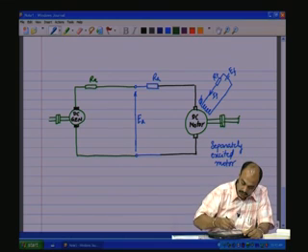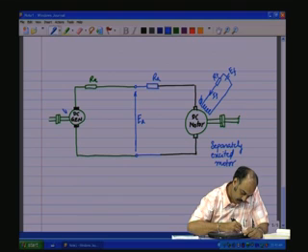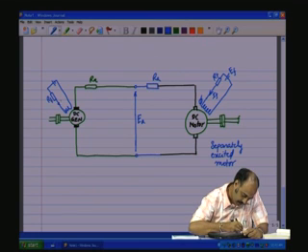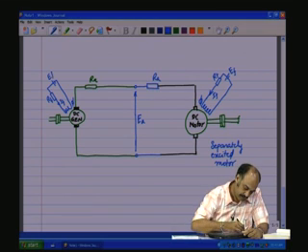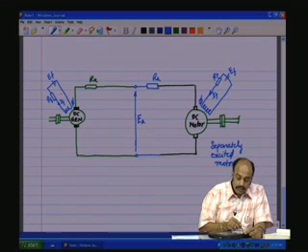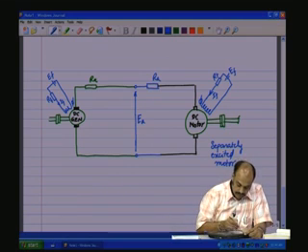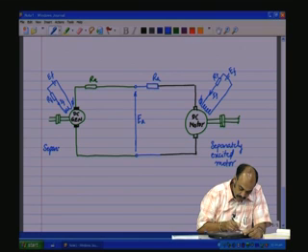And this generator also has a field coil, of course, as explained before. There could be a resistance, and of course a battery, some other separate source. So, you have an RF and an IF which is going to generate phi, and this is an EF. So, this is going to excite the generator. This is also a separately excited generator.